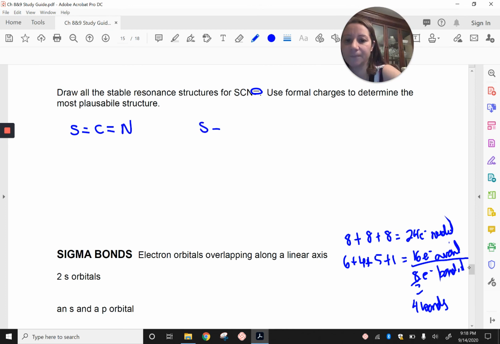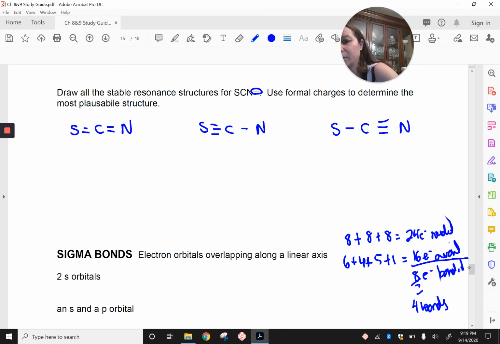Let's do another one. What's another possibility? Maybe one of them is a triple bond and one is a single bond. What's another possibility? Maybe the other one's the triple bond and a single bond. So then let's put in our lone pairs.